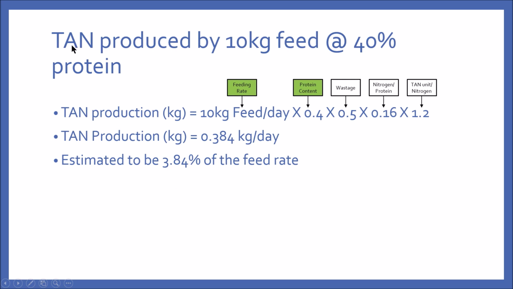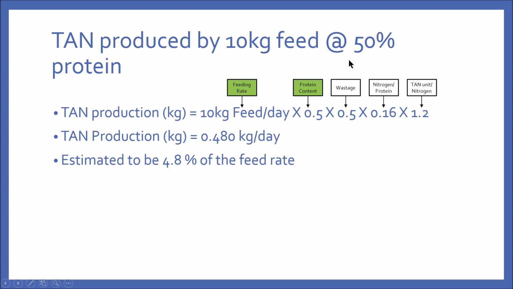We have to estimate the total ammonia nitrogen produced by 10 kilos of feed at 40% protein content. So assuming you are feeding 10 kilos of feed every day, what happens? 10 kilos of feed multiplied by the protein content multiplied by the wastage, which is a function of your solid removal and your species of interest, and these two are just conversions. We can see that 10 kilos of feed will produce approximately 0.4 kilos of total ammonia nitrogen on a daily basis, which is approximated to be 3% of your total daily feed rate. And this is produced by feeding 10 kilos of feed at 40% protein.